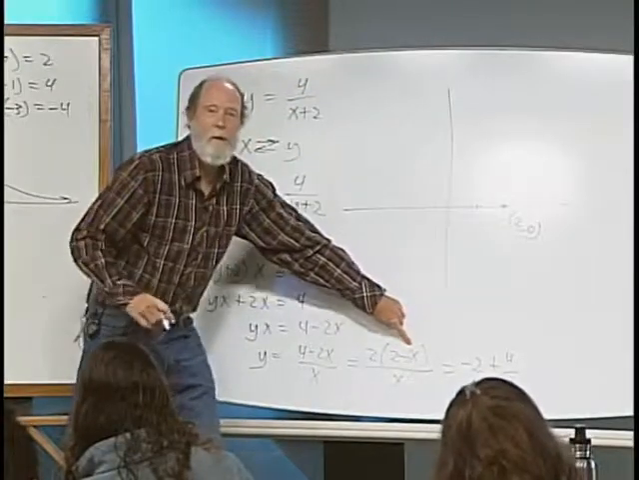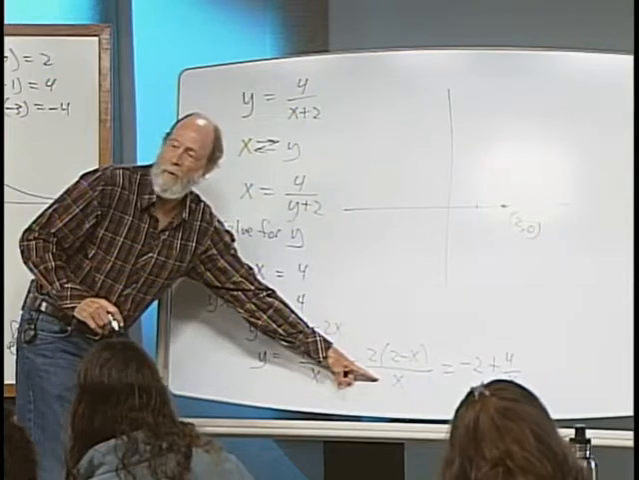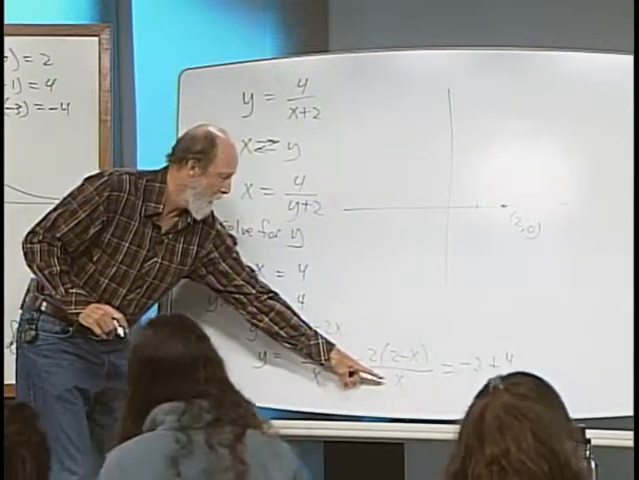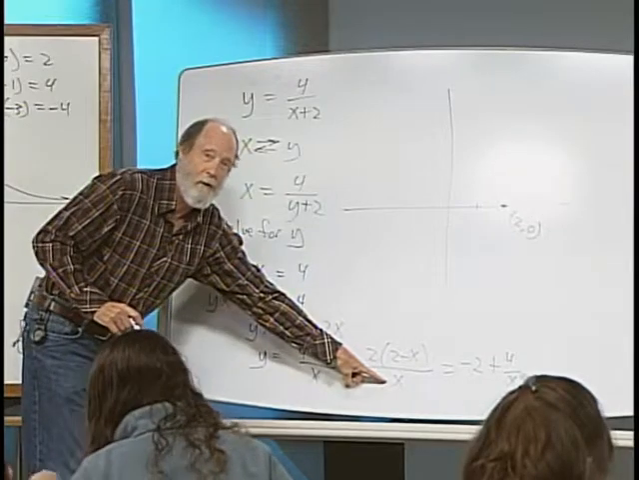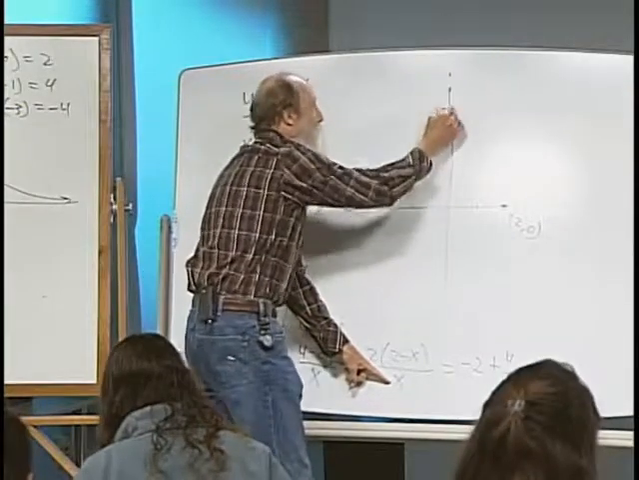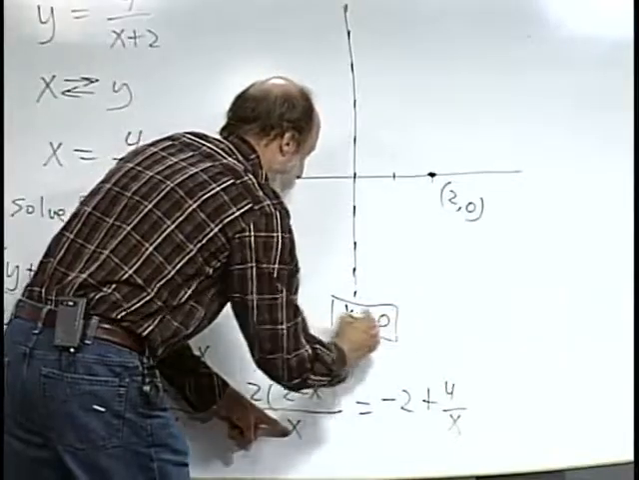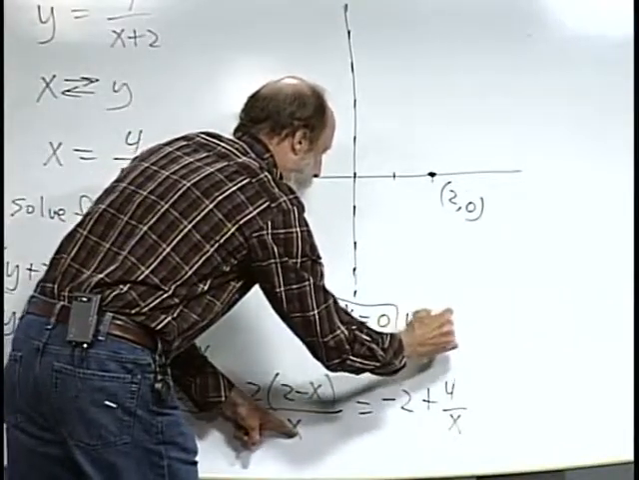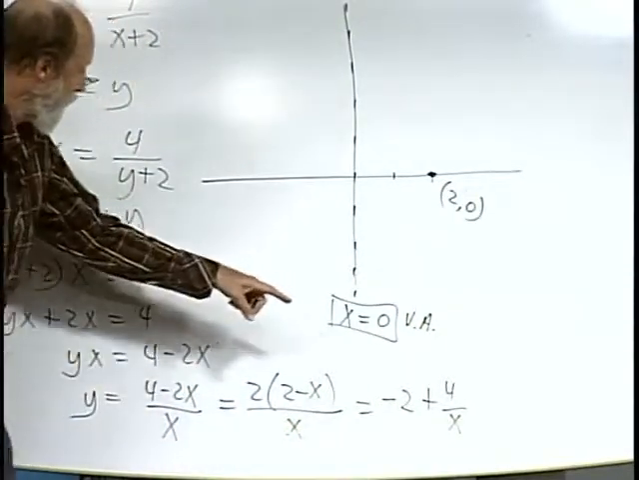Feel good? Vertical asymptote, folks? Where? At x equals 0, dividing by 0 causes trouble, right? x equals 0. Vertical asymptote right there. And we label it.